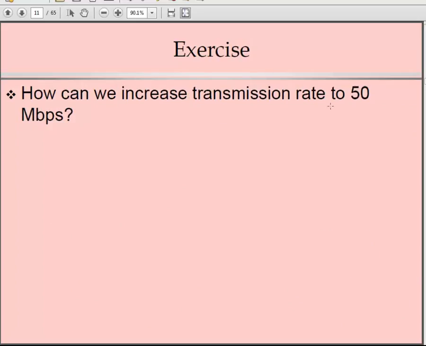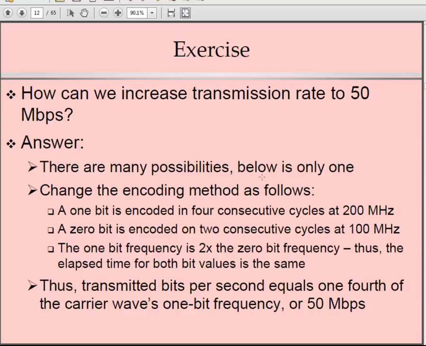How can we increase transmission rate to 50 megabits per second? Well, I could kind of jump the gun on that. There's actually multiple ways to do it, but here's one way. Take the 1 bit and encode it in 4 consecutive wave cycles running at 200 megahertz. With the 0 bit, do 2 consecutive cycles of 100 megahertz. Once again, a 2-to-1 variation. And what's our effective data throughput? Well, we've got 4 cycles at 200 megahertz, so 200 megahertz divided by 4 would be 50 megabits per second. So that's how we can get 50 megabits per second: simply push our frequencies up into the megahertz range.